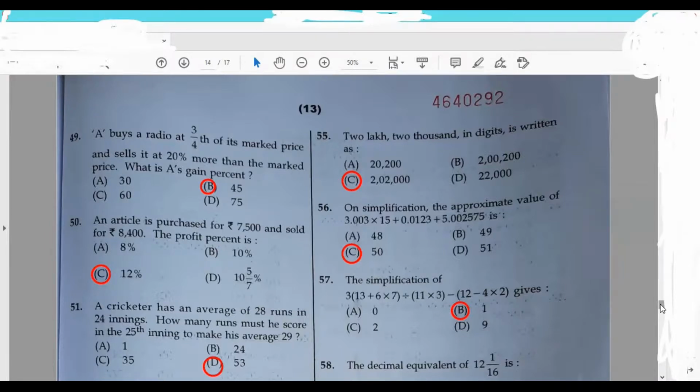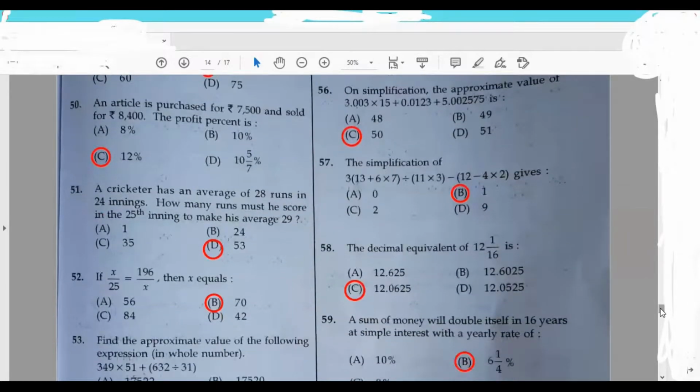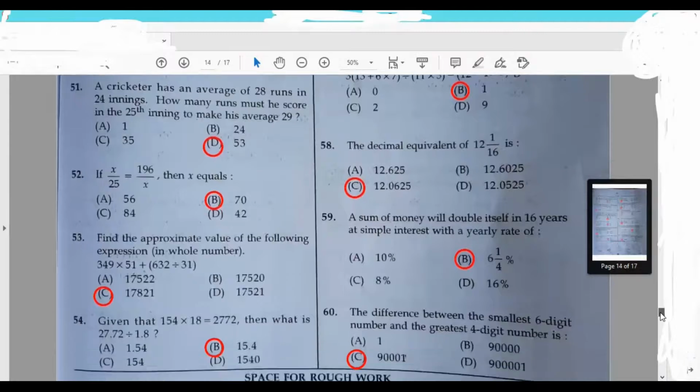For 51st, the answer is D again. You have to find out through the average formula. For 52, you have to do the cross multiplication. You can get the value of X, which will be B. For 53, you have to just find the expression, solve it by BODMAS, and you can get the answer as C. For 54th, the answer will be B.